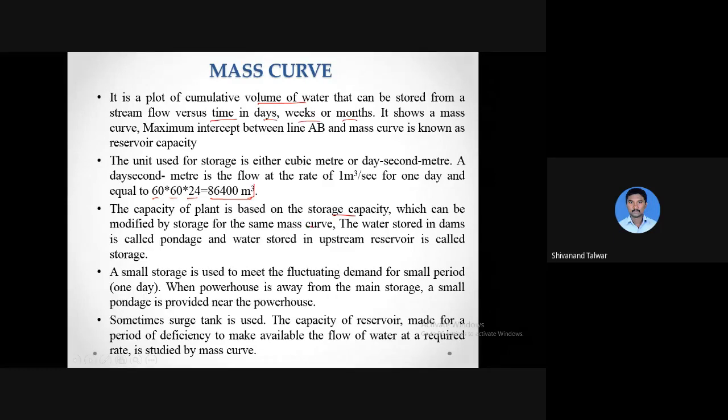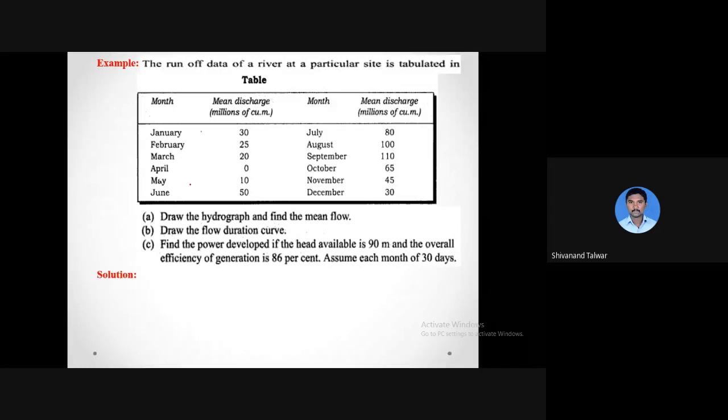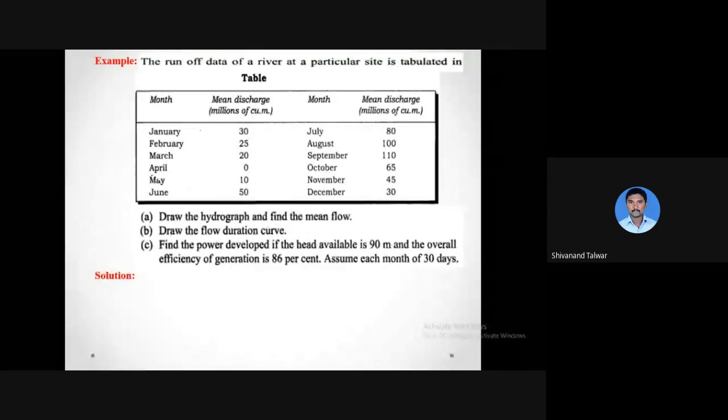Based on this knowledge only, we have to solve the numericals. This is the graph for the mass curve, that is cumulative flow with respect to time. Whatever this gap is, we will call it the reservoir capacity. Based on this knowledge, we will solve the problem.